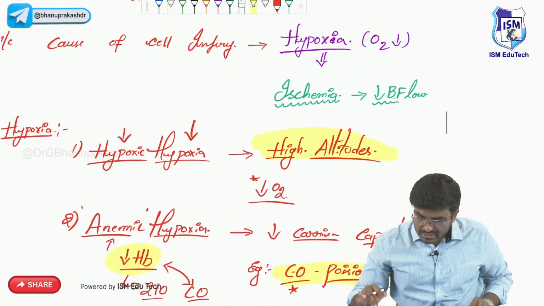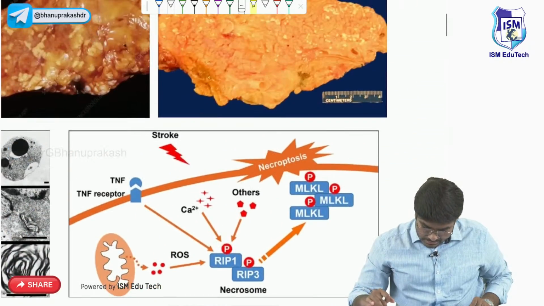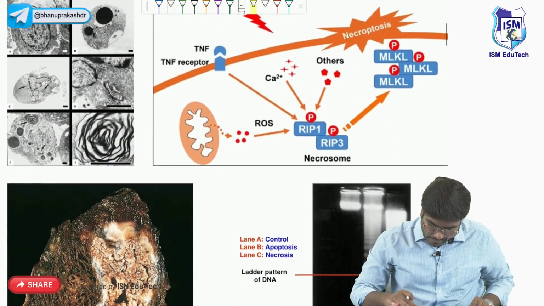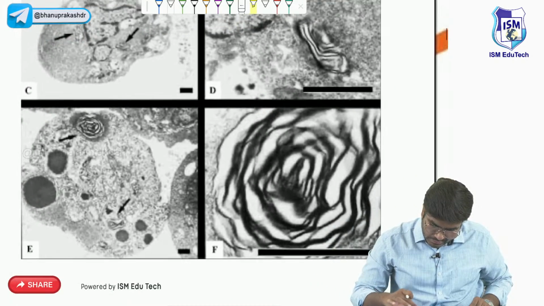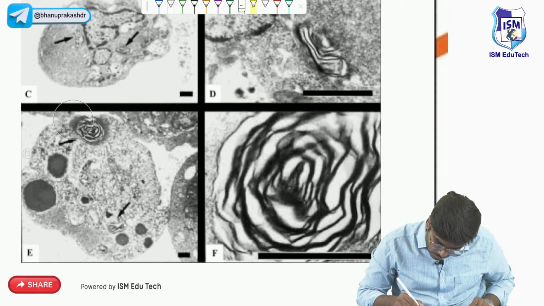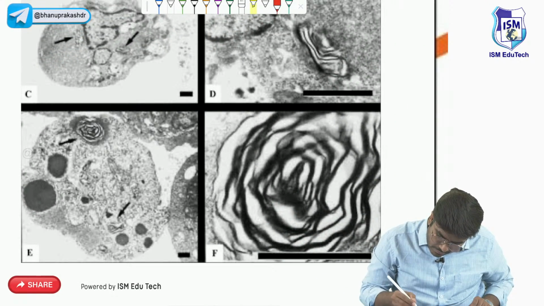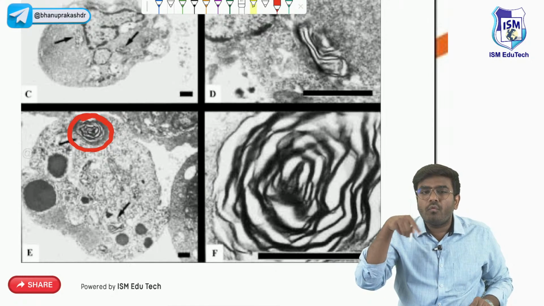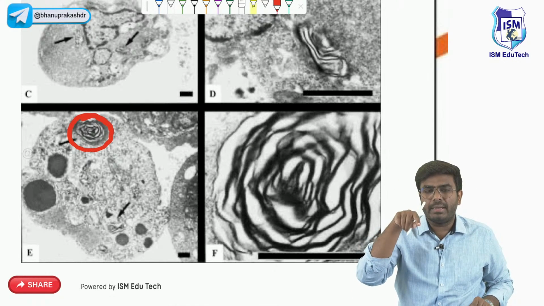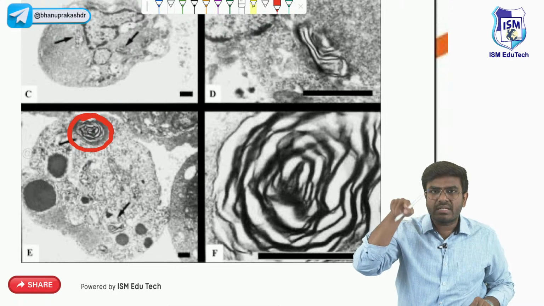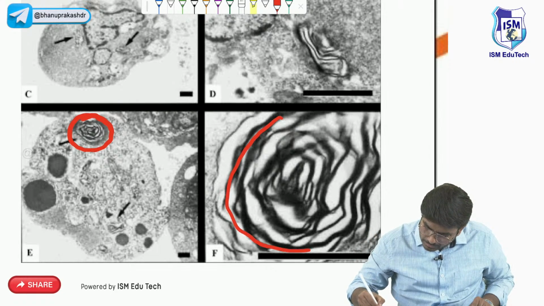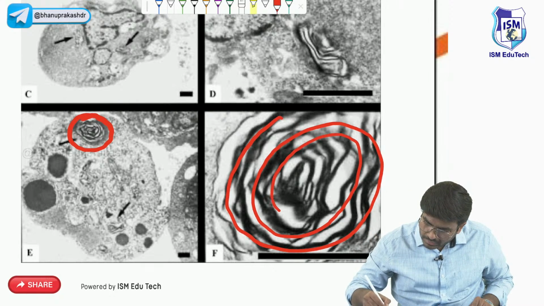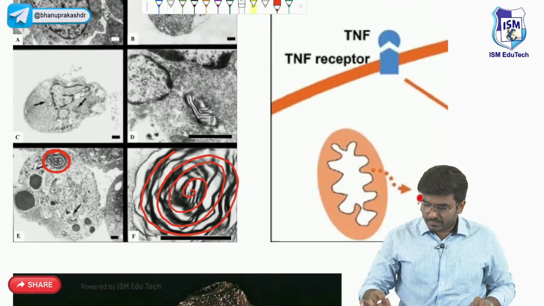Let me show you an image, because image-based questions are important. See here, myelin figures. I think here you can clearly see. This is a cell which is undergoing a reversible cell injury, where you can see a myelin figure. Myelin figure means the whorls of phospholipid, just like a whorl. So this is an image-based question, an electron microscopic image, where you can see a myelin figure.